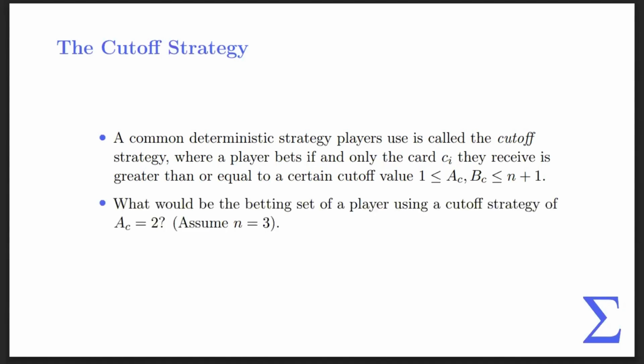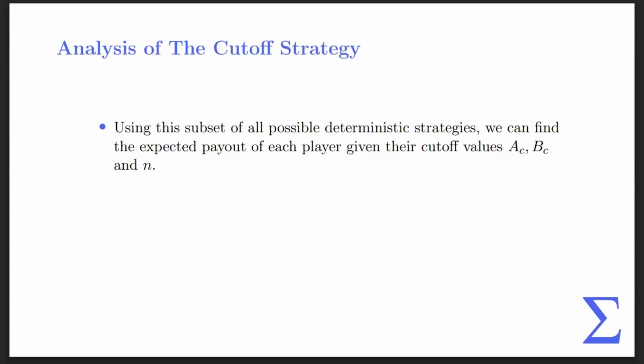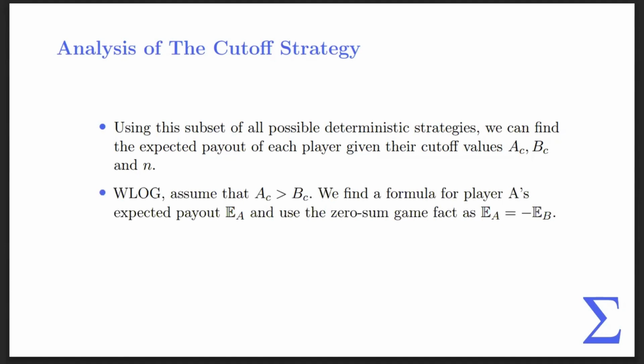So what would be the betting set of a player using a cutoff strategy of 2? Yeah, 2, 3. Any questions about how the cutoff strategy works before we move on? Okay. So if we analyze this subset of all possible deterministic strategies, we can find an explicit formula for the expected payout in terms of the cutoff values A, B, and n. Without loss of generality, we're going to assume that player A's cutoff is greater than player B's cutoff. We'll find a formula for player A's expected payout E sub A. Since this is a zero-sum game, player A's payout is just the opposite of player B's payout, so we can find player B's payout easily.